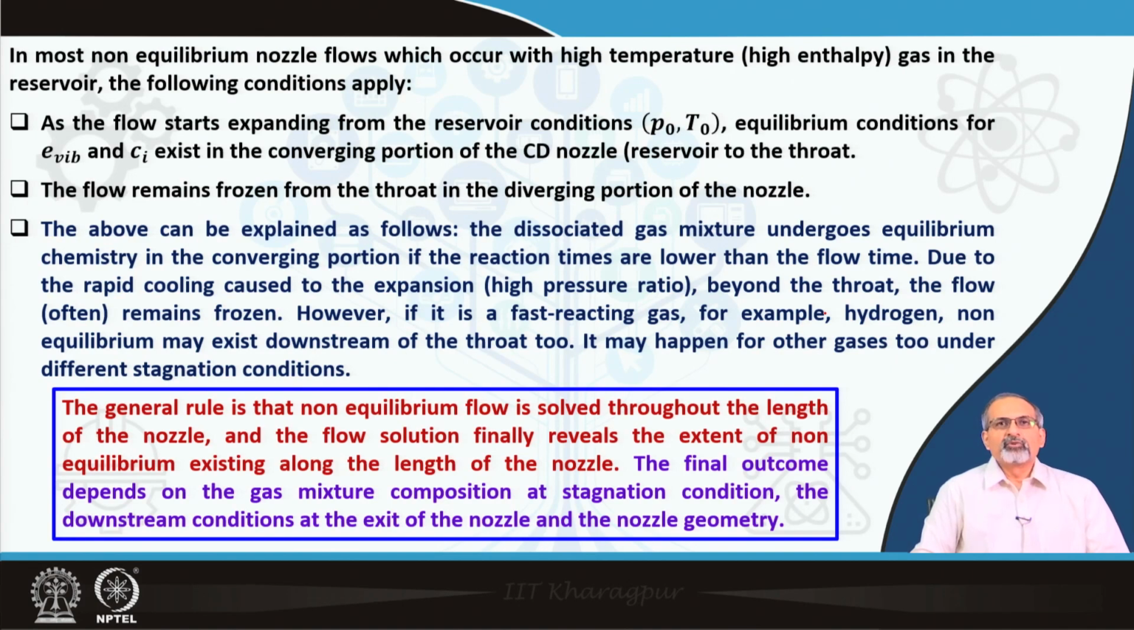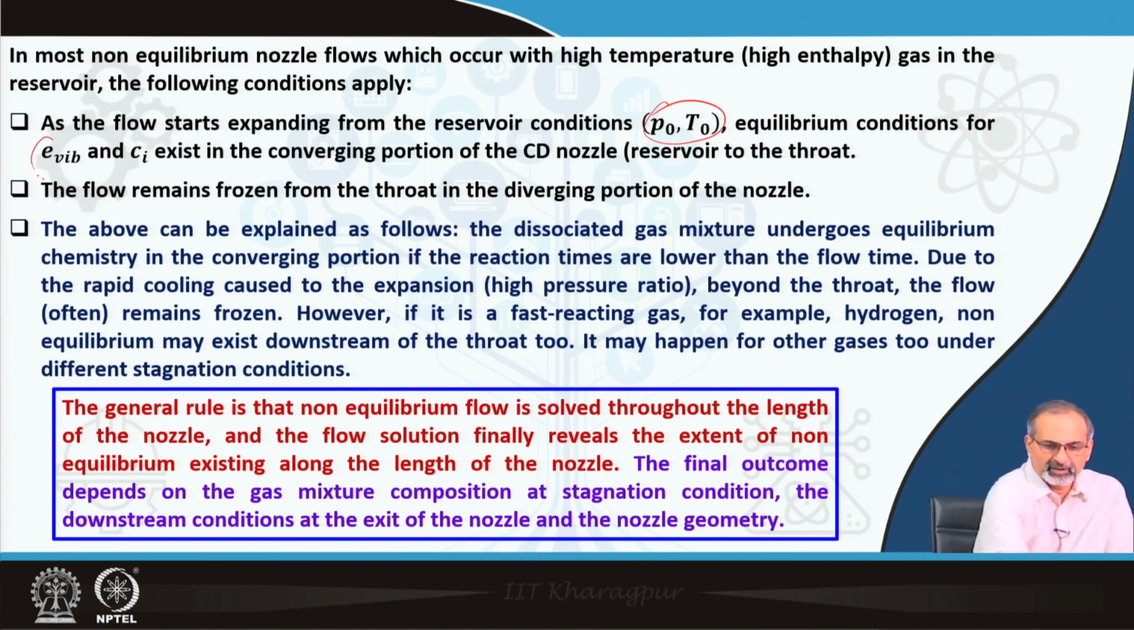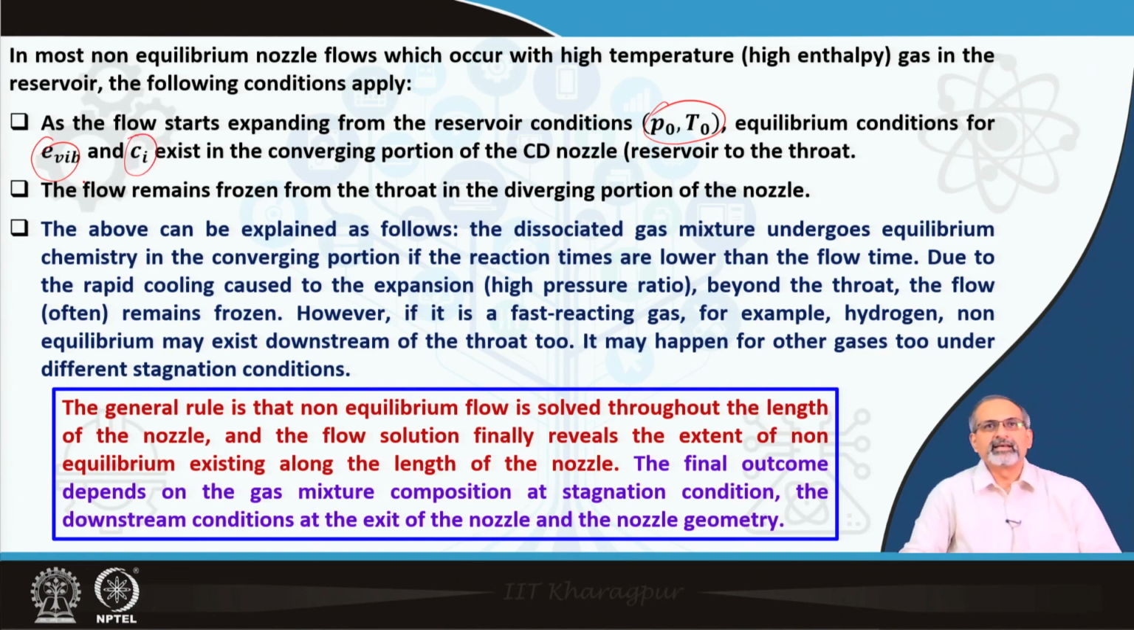In most non-equilibrium nozzle flows which occur with high temperature, high enthalpy gas, the following conditions apply. As the flow starts expanding from the reservoir conditions, which are essentially the stagnation pressure and temperature, the equilibrium conditions for the vibrational energy and the chemistry exist in the converging portion of the CD nozzle, which is basically the reservoir to the throat. The flow remains frozen from the throat in the diverging portion of the nozzle. So, this is the usual behavior.